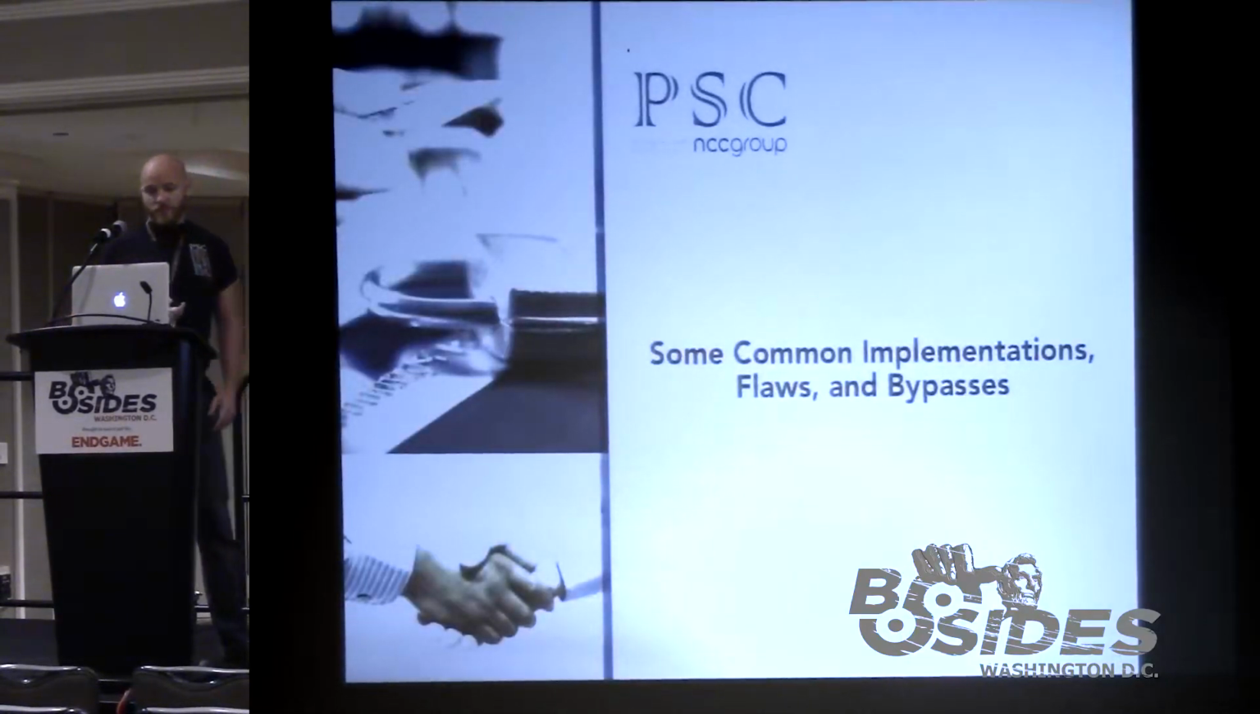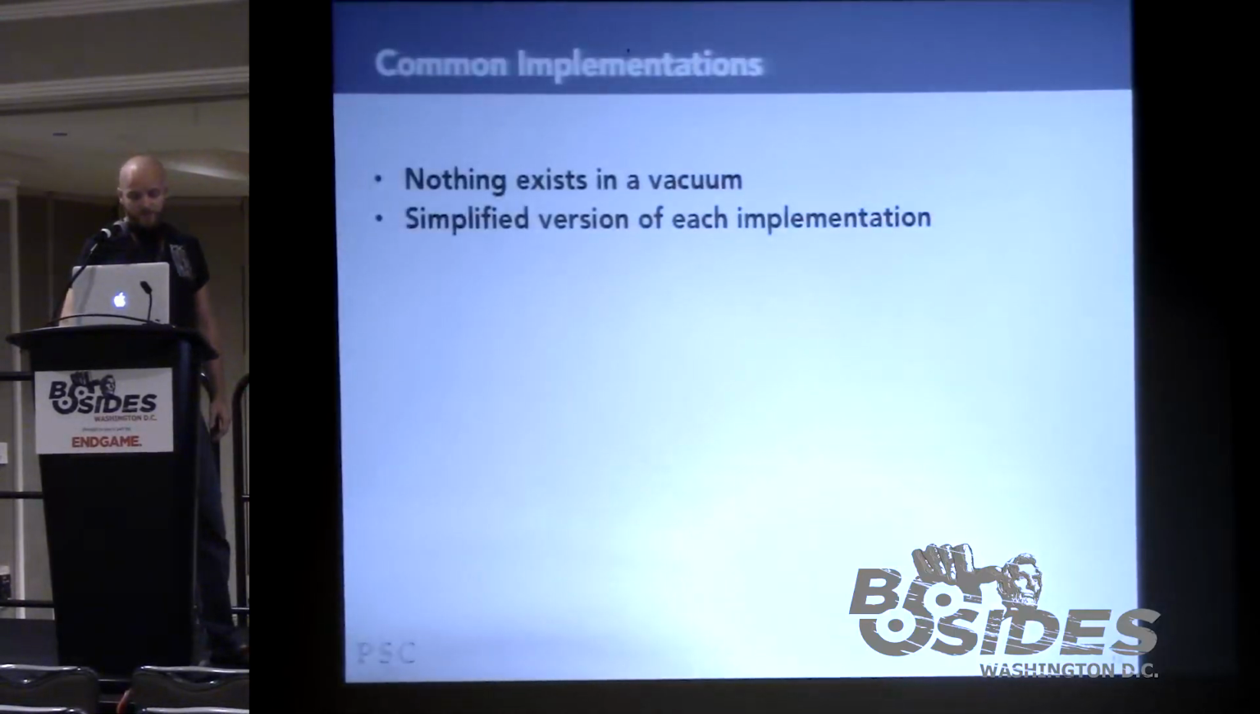All right, so jumping into some of the common implementations, flaws, and bypasses. Just a quick note before I start on the first one. I'm going to be focusing on a very simplified version of these technologies. I understand that I have a limited amount of time, and I don't want to dive too deep into any one. So as you're looking at these, understand I watered these down for the purposes of talking about compromise and lateral and vertical escalation exploit-wise.